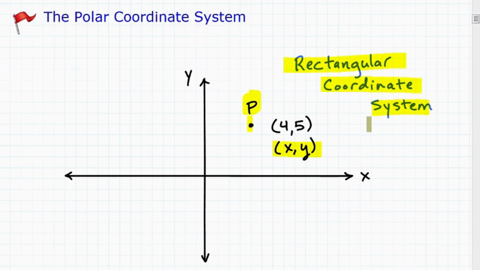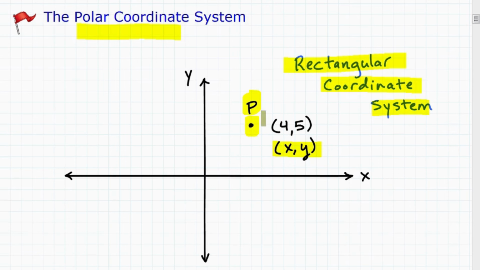It's very useful, and we want to keep this system. But the polar coordinate system comes in handy in some of those examples I described to you, like on a radar screen, or navigation on a sphere or something like that. We need a different type of coordinate system, and that is the polar coordinate system. So let's first talk about how we can define this particular point.